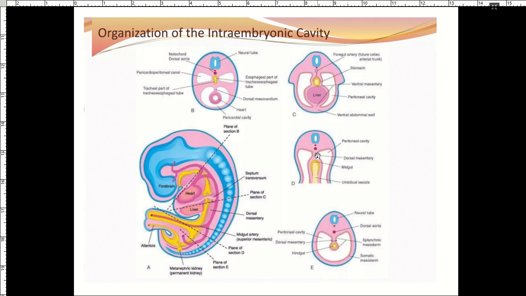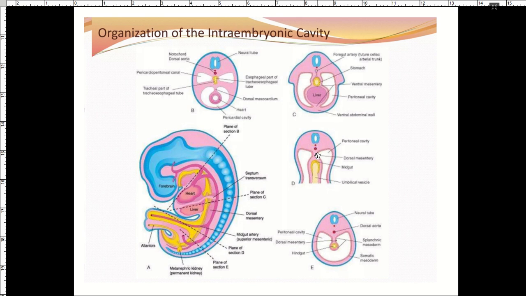Your foregut is going to have a dorsal mesentery as well as a ventral mesentery. Take note of this: the dorsal mesentery suspends the gut tube from the posterior body wall, and it extends from the caudal tip of the foregut to the hindgut. And then the ventral mesentery extends only from the caudal limit of the foregut to the upper part of the duodenum. This is going to make more sense when we do the embryology of the GIT.